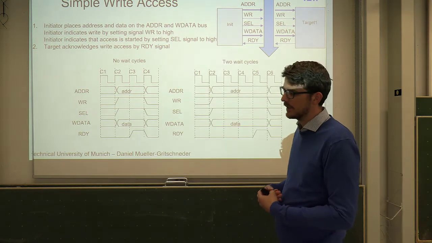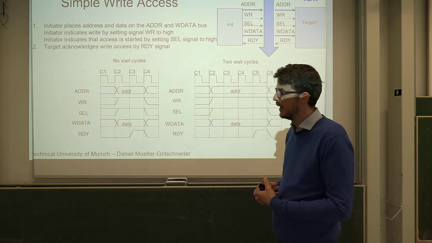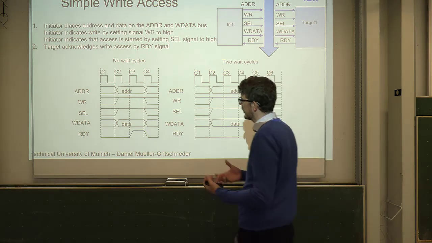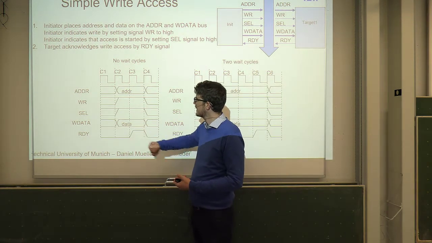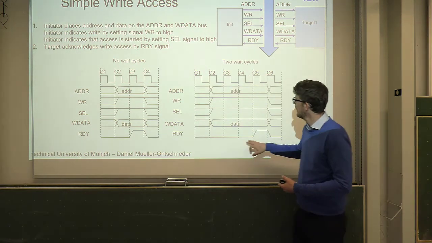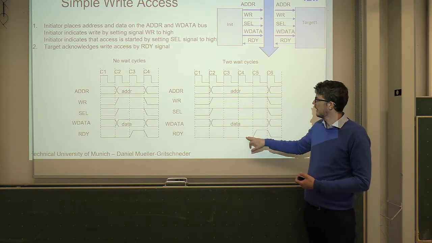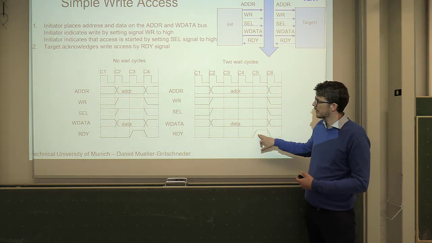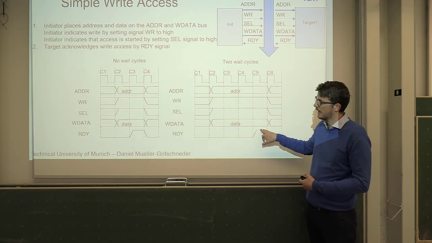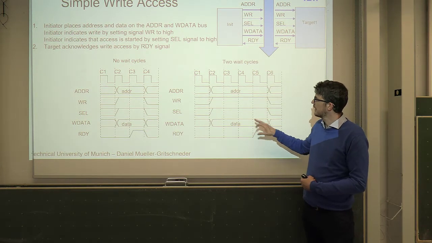Now what can happen is sometimes your targets are very slow. So your target will not be able to service this write request right in the next cycle. But this is not a problem, right? So it takes actually 3 cycles to service it, so it will just put the ready high after 3 cycles.